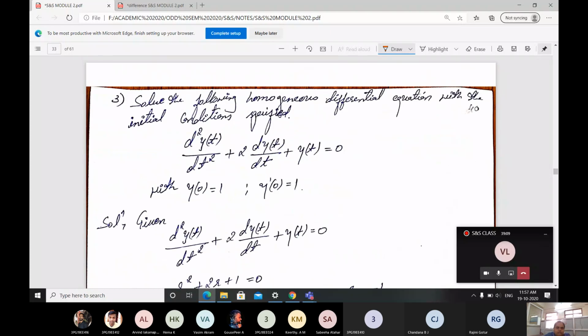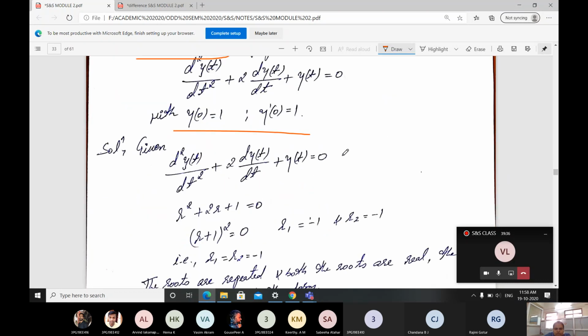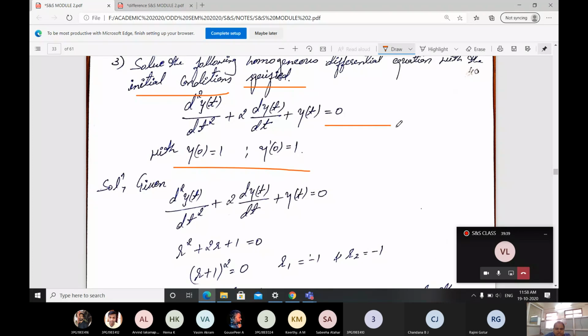Next problem, solve the following homogeneous differential equation with the initial conditions specified. Here it is given as d square of y of t divided by dt square plus 2 into dy of t divided by dt plus y of t, that is going to be equal to 0. Here the condition is given as y of 0 is going to be 1, then y dash of 0 is going to be 1 only. First, here directly it is given as a homogeneous equation, no need of taking x of t as 0 here. Directly you take the equation that is given, then find the roots of the characteristic equation.